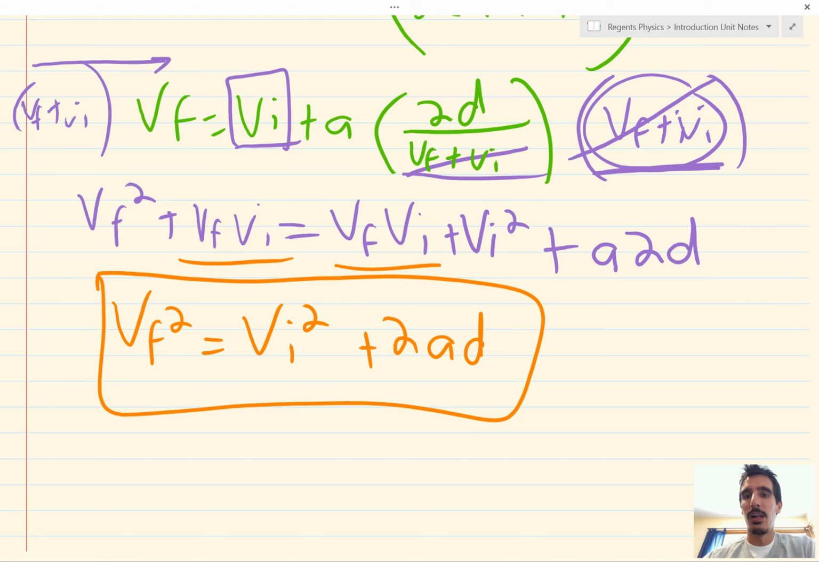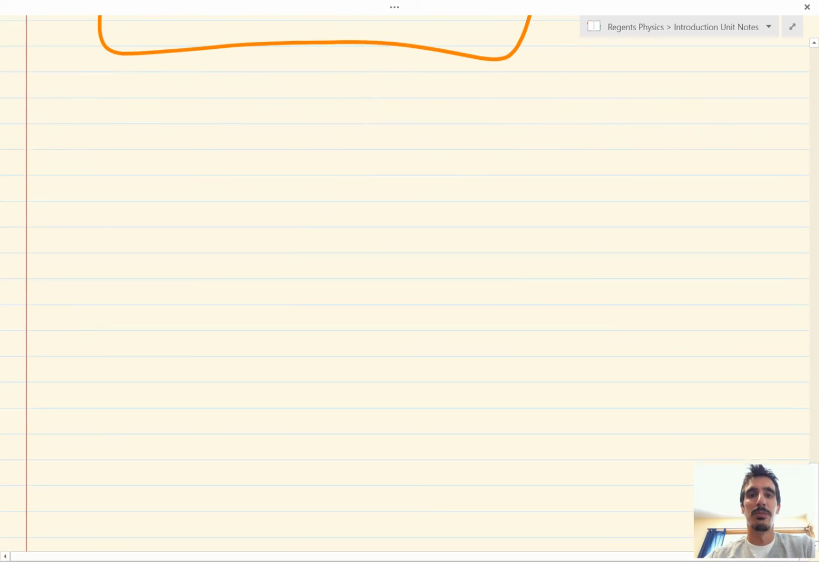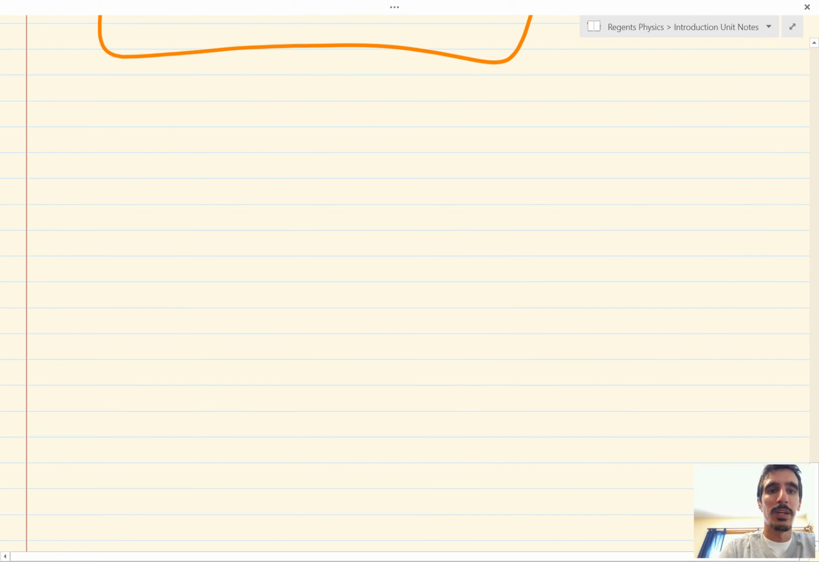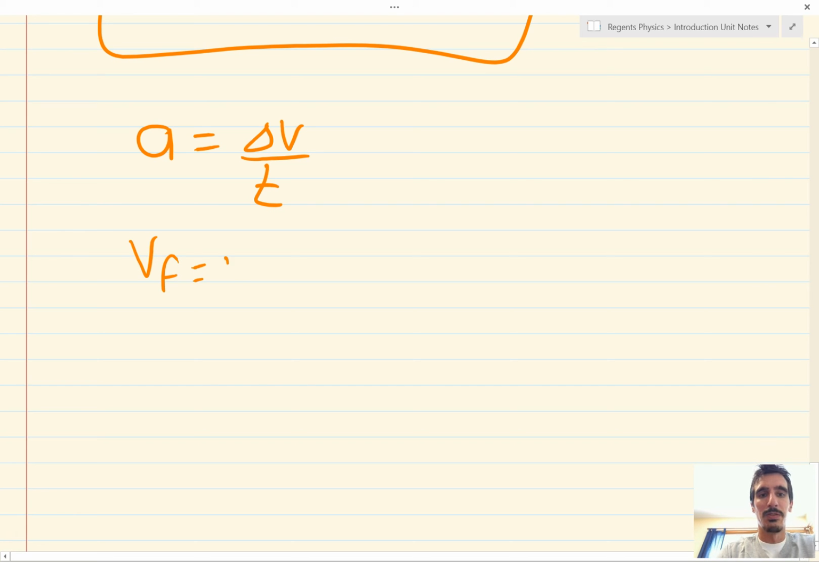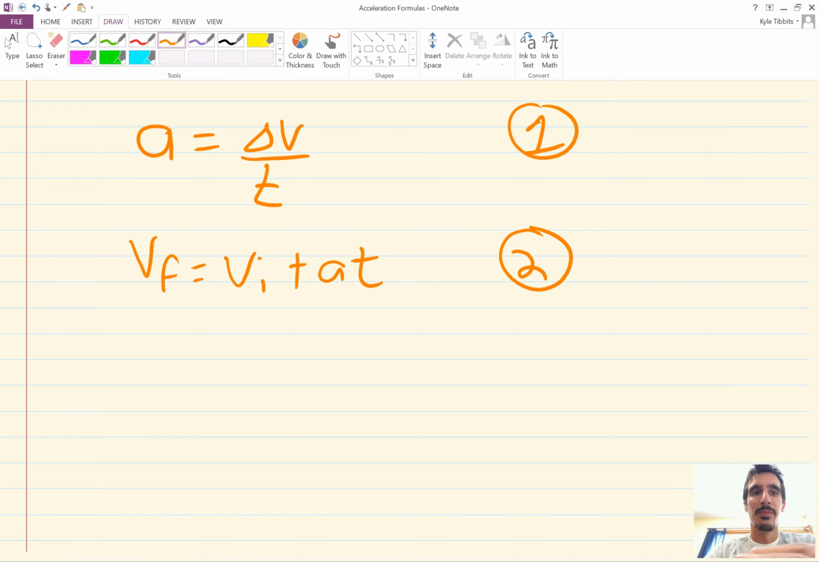So let's just look at all of our acceleration formulas at once so we know when to use them and when not to use them. The first one we have is acceleration is change in velocity over time. Change in velocity is really just VF minus VI, and the other equation we developed was VF equals VI plus AT. So first equation, second equation. These two are really the same thing. The second one is just an expanded form.